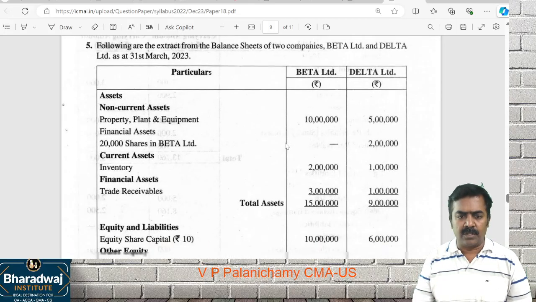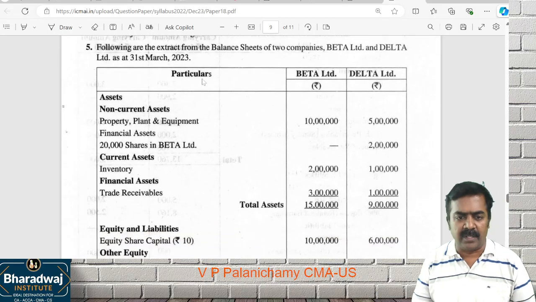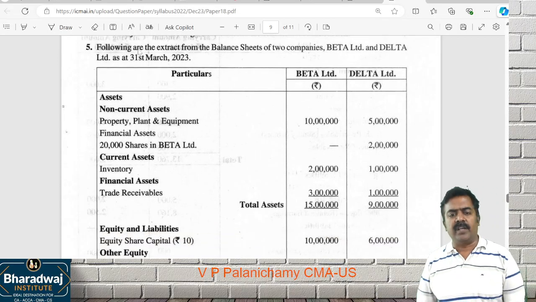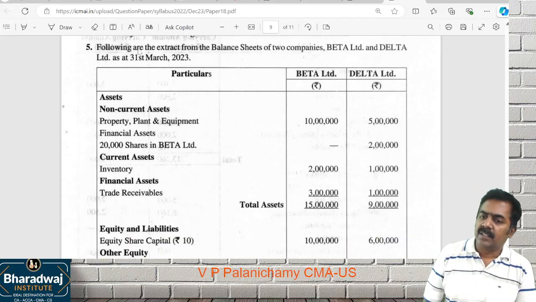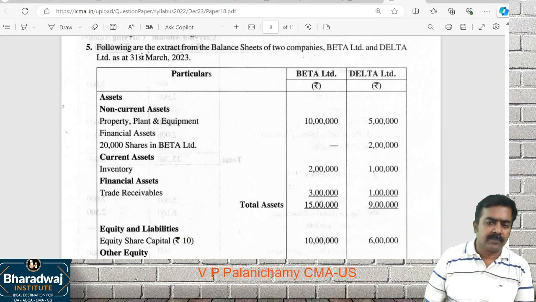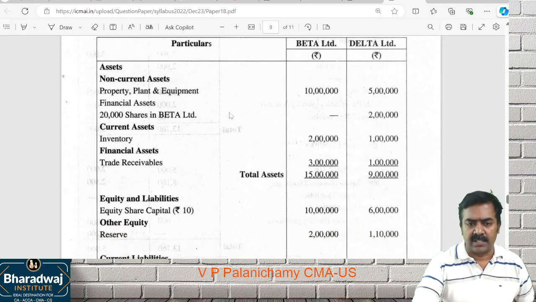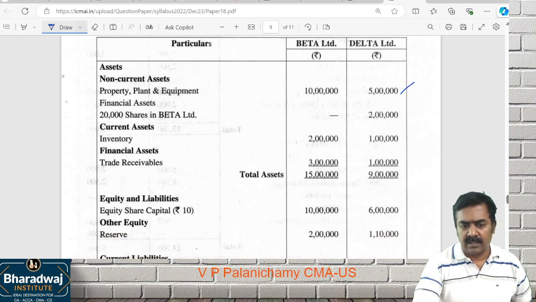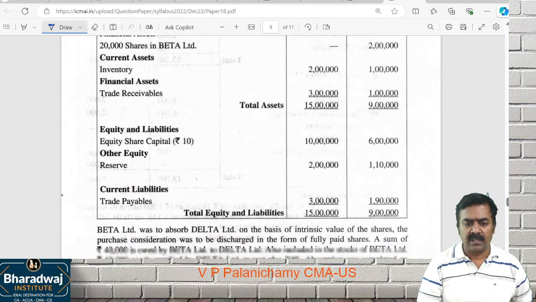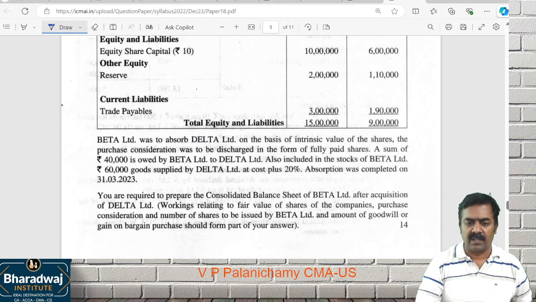Look at this question. This was the fifth question, of course, December 2023 exam. Following is the balance sheet of Beta and Delta Limited. We are given non-current assets, current assets, inventory, trade receivables, equity share capital, reserves, and trade payables.